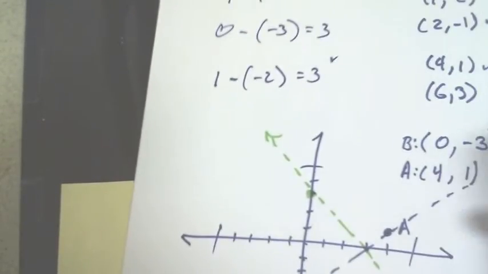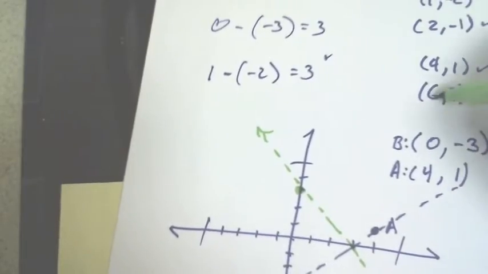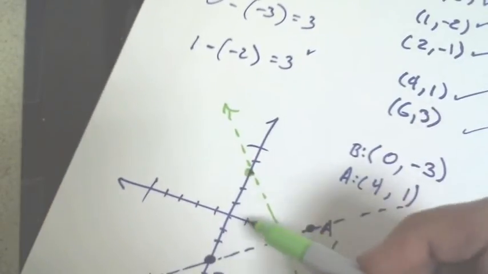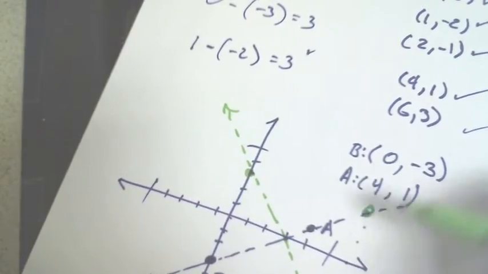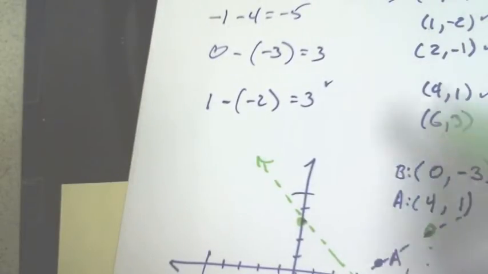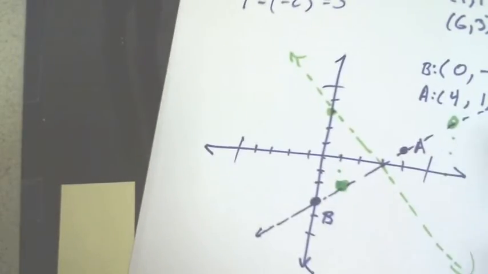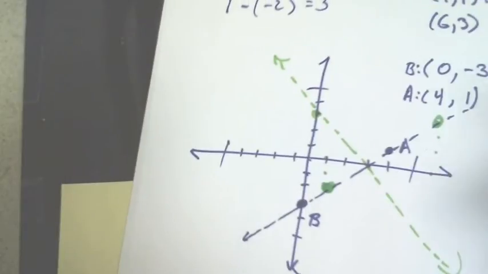When in doubt, plot some more of these points, like (6, 3). Where should (6, 3) be? 1, 2, 3, 4, 5, 6, 1, 2, 3. Okay, good. That's landing on our line. Your point (1, -2) at 1, down 1, 2. Okay, let's draw a big dot.